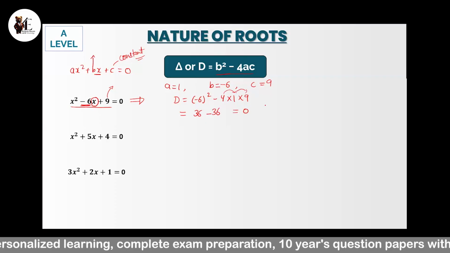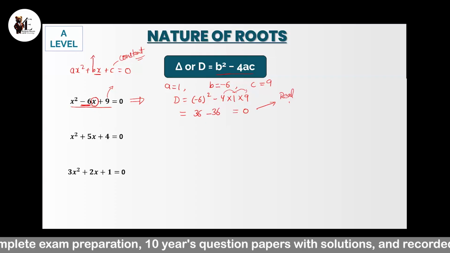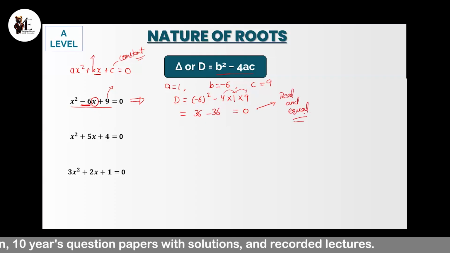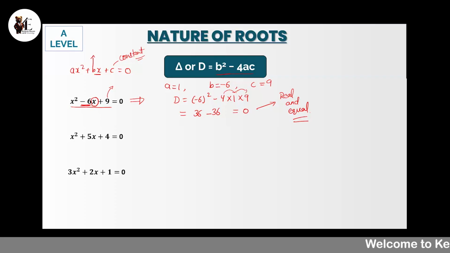So what will be the nature of the roots? It will be real and equal, because the discriminant is 0. Okay. So that would be -4 times 1, right? And then times 9, which is 36. Right. 36 minus 36, it will become 0.